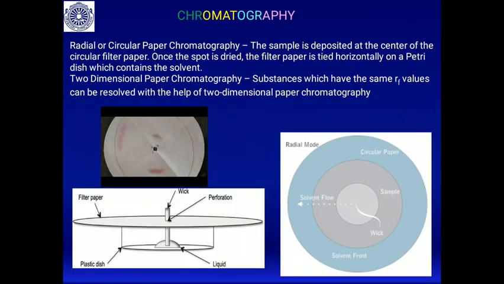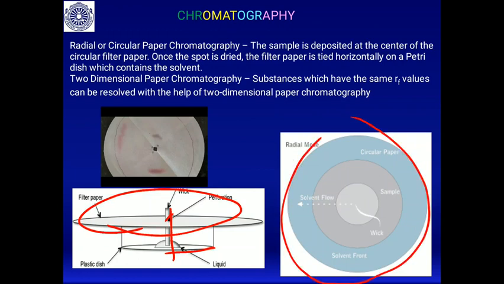Then radial circular chromatography, this you will do in your botany lab to separate the plant pigments. You will use circular filter paper. You will find that this is the wick where you will fix the paper on the liquid solvent like this. So, you are able to separate the components like this. You can see the sample is deposited at the center, this is the loading point, and it gets separated and comes towards the end. So, the solvent front you can see will be like this.